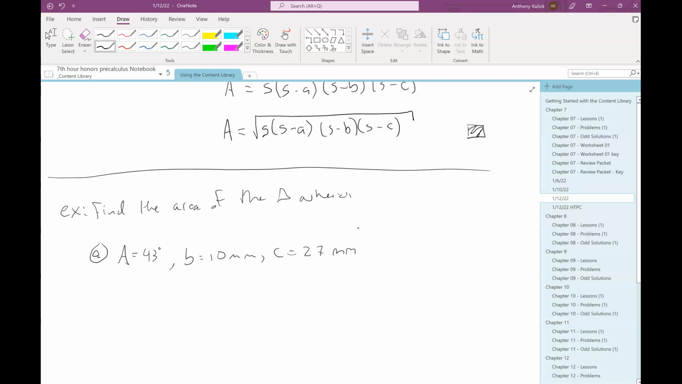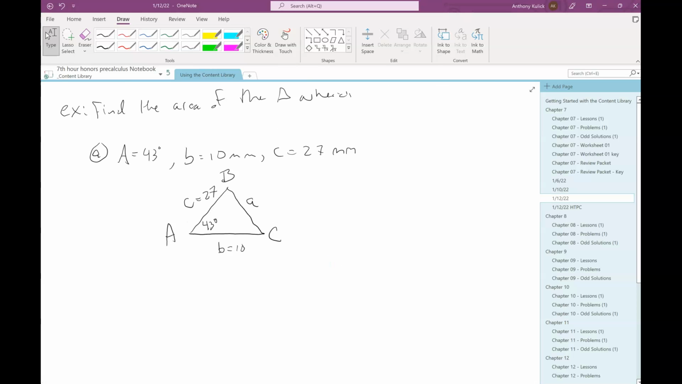Okay. So let's say we want to find the area of the triangle described below. Well, just like I've done before in every other situation, I'm going to draw and label my triangle. What situation is this? Yep, it's side angle side.